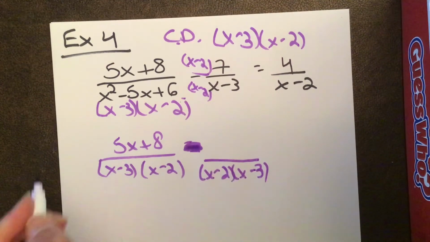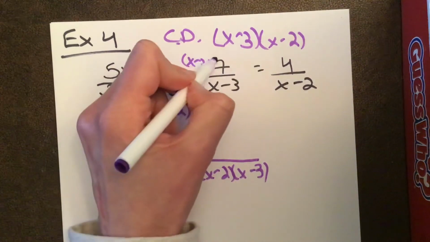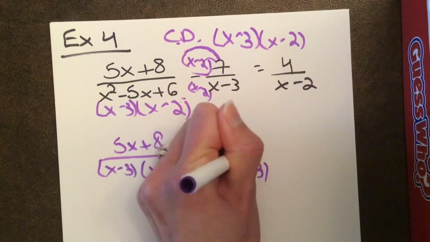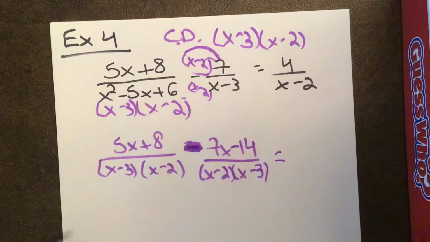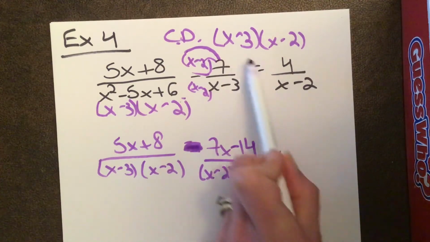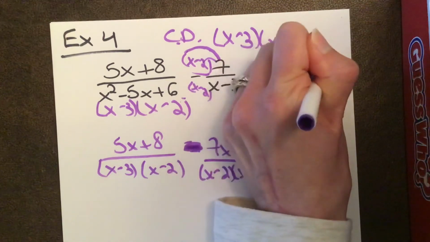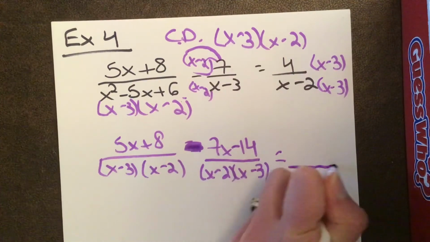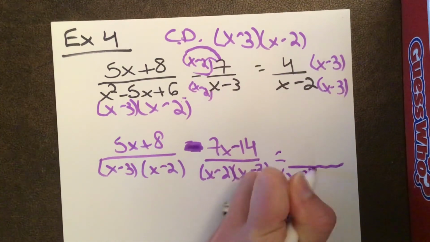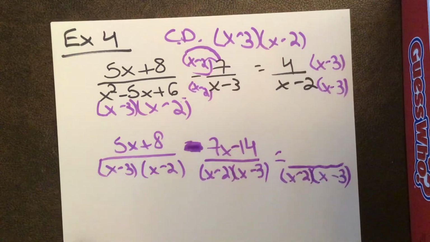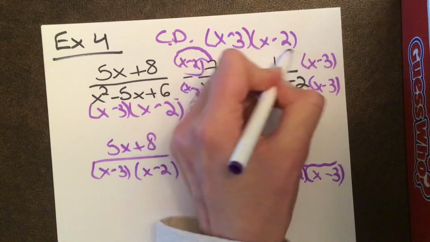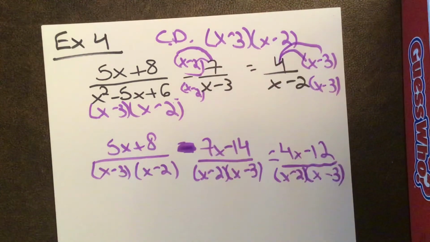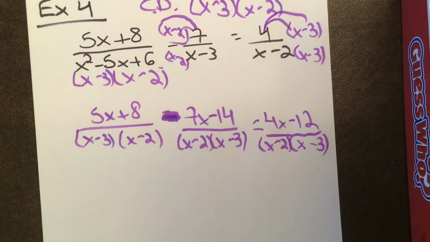And then in the numerator, I'm going to go ahead and distribute. I'm just going to leave that negative there for now. So I'm just going to treat this as a 7. So this is going to become 7x minus 14. And then this guy, he only has x minus 2, so he's missing x minus 3. So I'm going to multiply him by x minus 3 for x minus 3. Okay, keep the denominator. And then the numerator, I'm going to go ahead and distribute. So that's going to become 4x minus 12. Okay. So that's where I'm at right now.